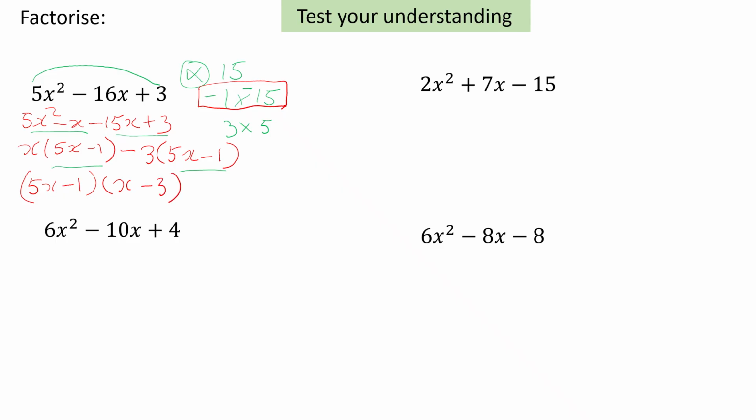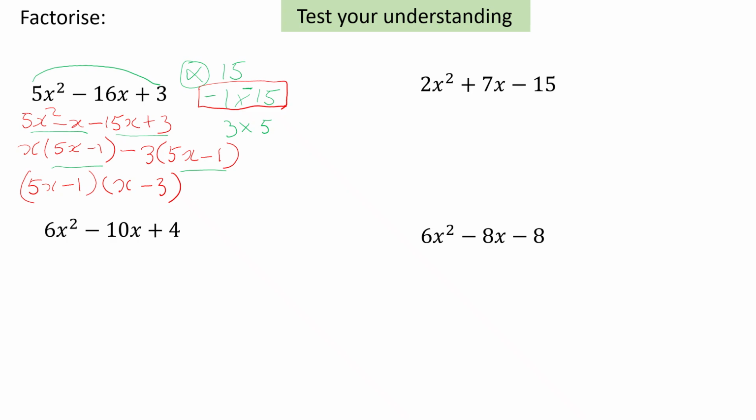You can check whether, when you expand this bracket, you will get the original expression. So you can check whether your answer is correct or wrong. So 5x times x, 5x squared; 5x times minus 3, minus 15x; minus 1 times x, minus x. So minus 15x minus x, minus 16x. Minus 1 times minus 3, positive 3.